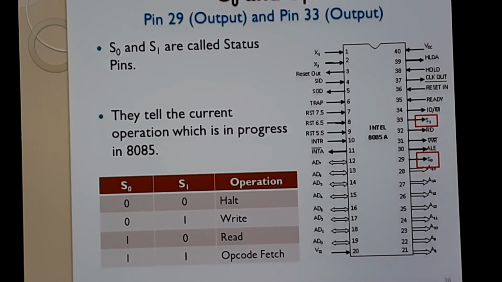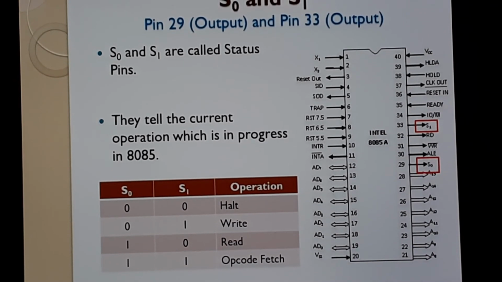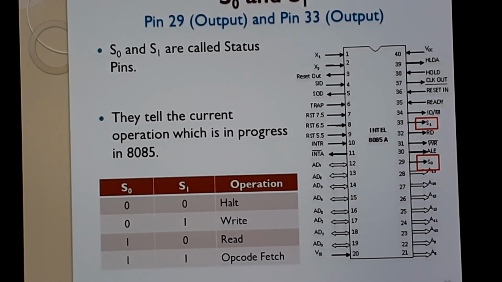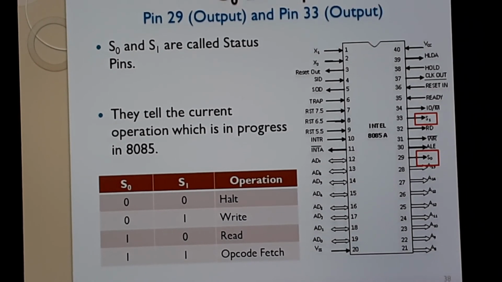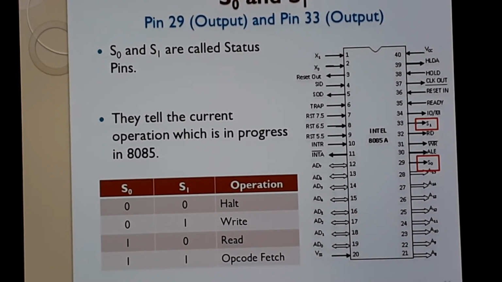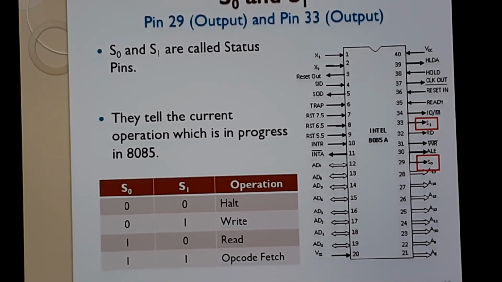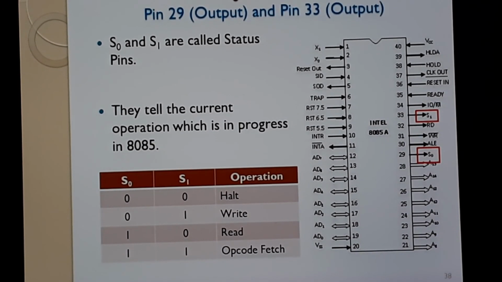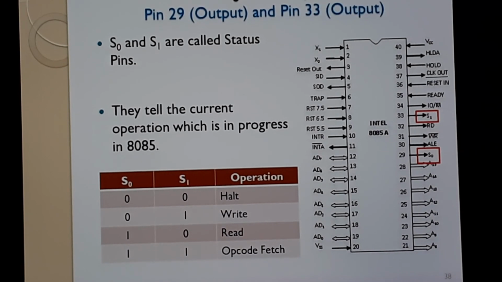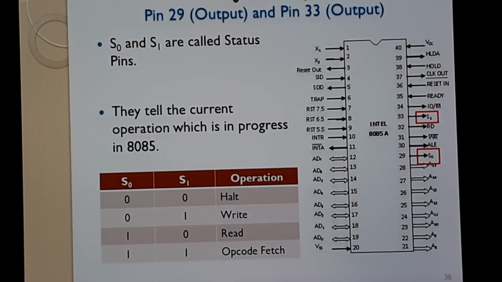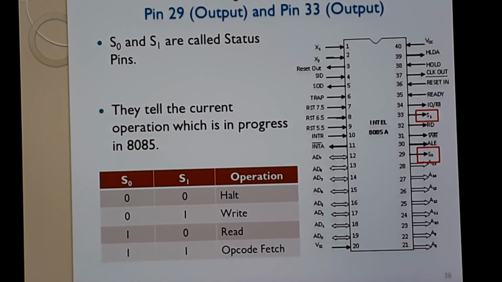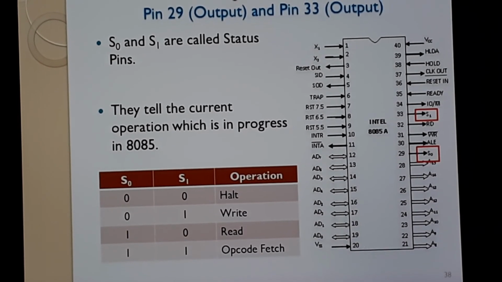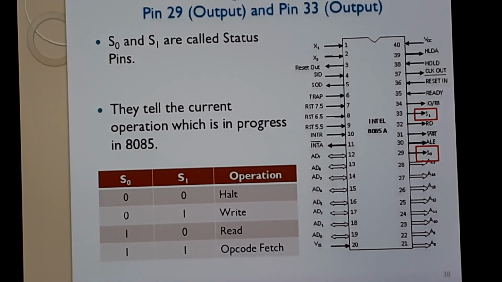If both the pins are 0, the operation is halt. If S0 is 0 and S1 is 1, it does a write operation. If S0 is 1 and S1 is 0, it does a read operation. And if both the pins are 1 together, it will do opcode fetch. That means it will start executing with that particular pin. S1 and S0 both need to be 1 together, otherwise it will not do any of the operation. Okay, so this table is very important.